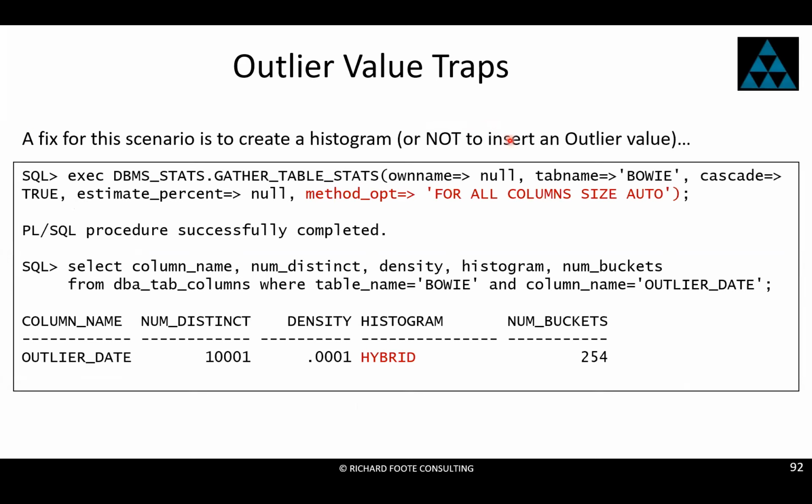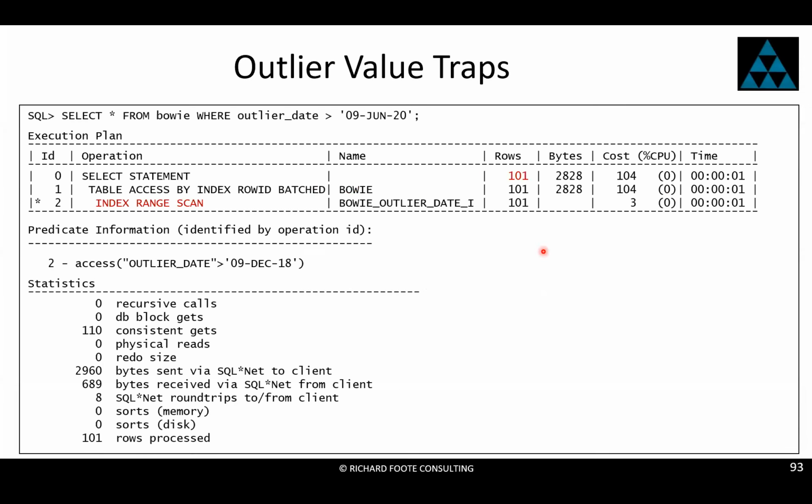Or the other thing is don't insert outlier values. Be cleverer with what default values you put in there. Why have I inserted this outlier? It's to prevent the problem in the first place. But by creating a histogram, here I've got a hybrid histogram, and now Oracle is getting the selectivity spot on. It is 101 rows, and yes, the index is the way to go.